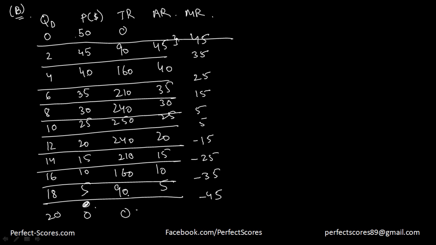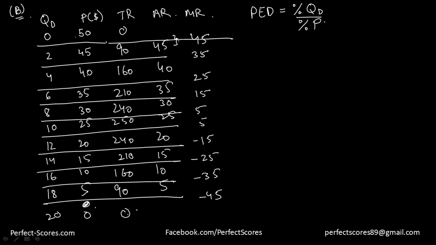Okay, so it's going to be 90 minus 0, which is 90, divided by 18 minus 20, that is 2, which is actually negative 45. Alright, so the last thing that is left before we make a lot of conclusions is the price elasticity of demand. Price elasticity of demand is the percentage change in quantity demanded divided by the percentage change in price. So how do I calculate the price elasticity of demand?